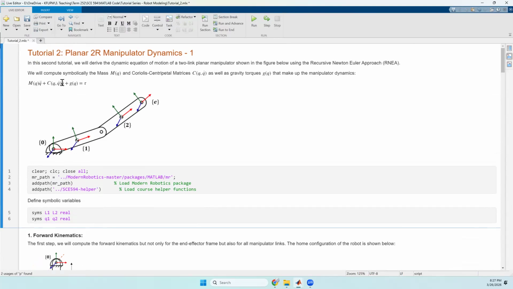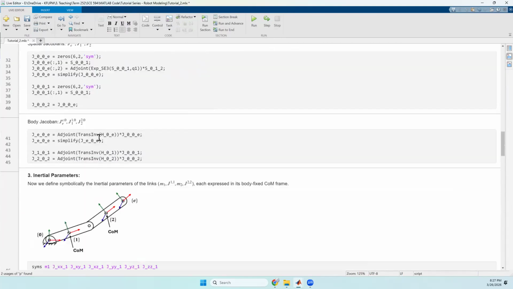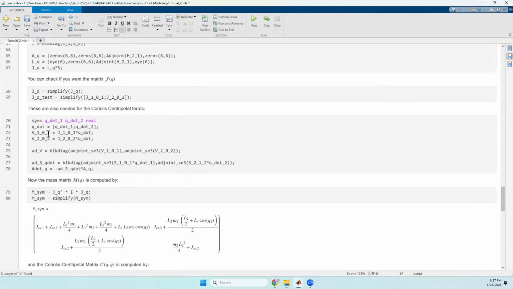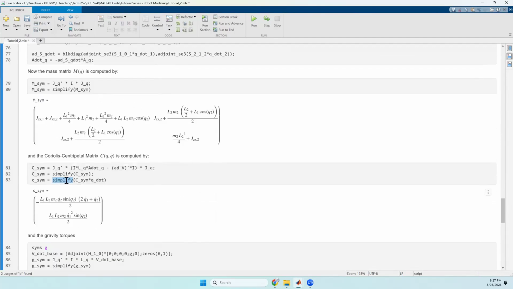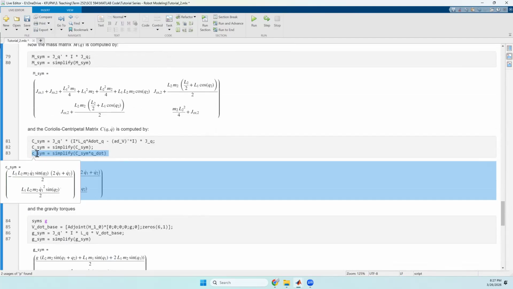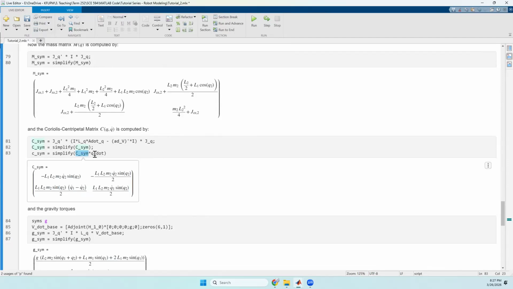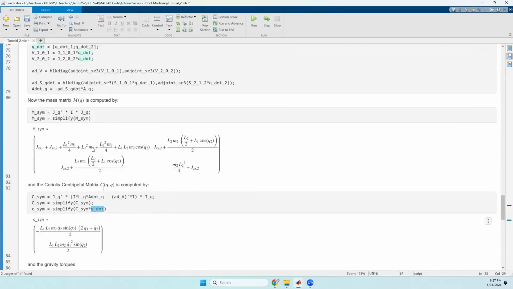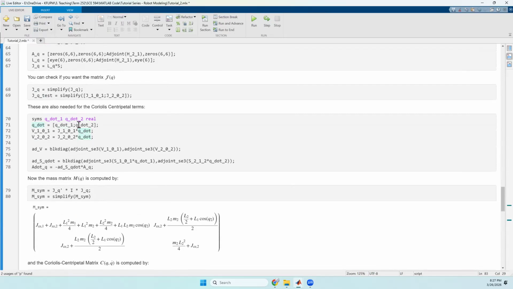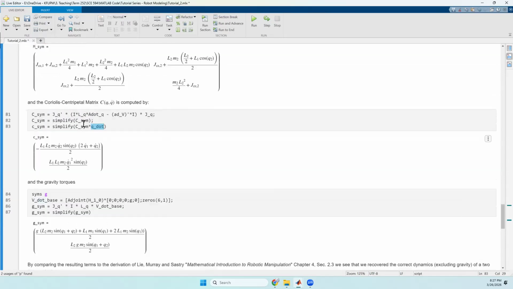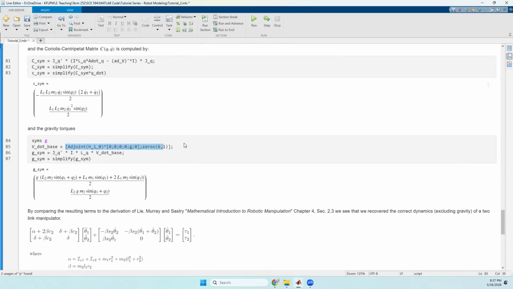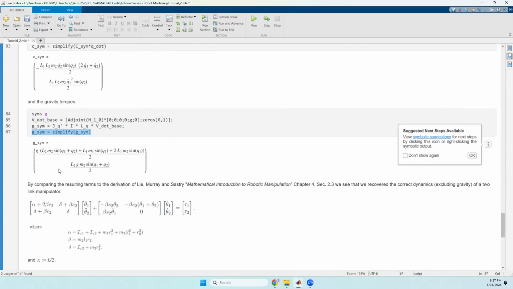So if we multiply the C by the Q dot, we're going to be doing it in this line. The small c here is symbolically simply the capital C matrix multiplied by Q dot, where Q dot, if you go back, is the vector of Q1 dot and Q2 dot that we have. Okay, the gravity torques. You also find this in the lecture. This is how we have the gravity defined, and it is simply given by this expression here.